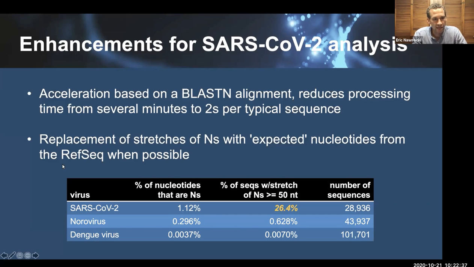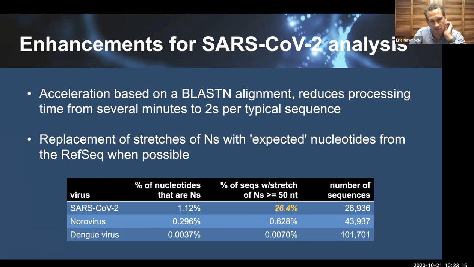So the second issue is that SARS-CoV-2 sequences being submitted tended to have a lot of ambiguous Ns in them, or stretches of Ns in them. If you look at this table down here, it's showing you the percentage of nucleotides that are Ns in SARS-CoV-2, norovirus, and dengue virus. And more importantly, the percentage of sequences that have at least one fairly long stretch, in this case greater than 50 nucleotides. You can see about a quarter of the sequences have a stretch of Ns greater than 50 nucleotides.